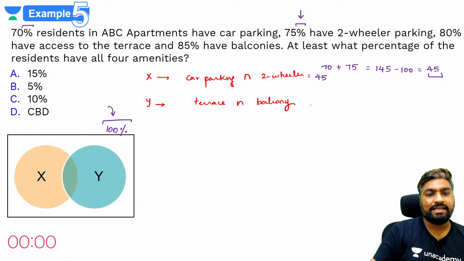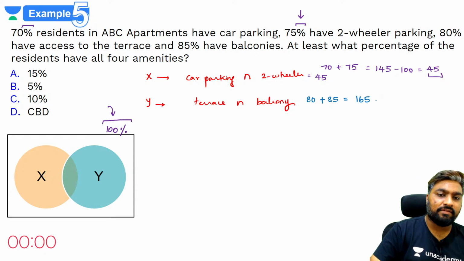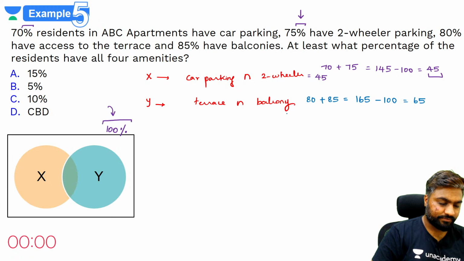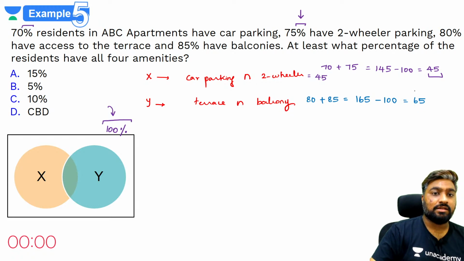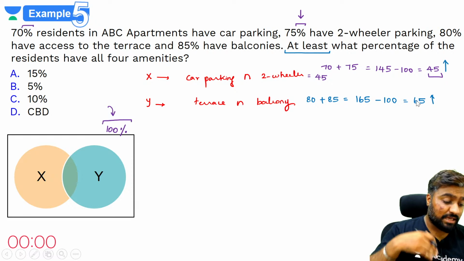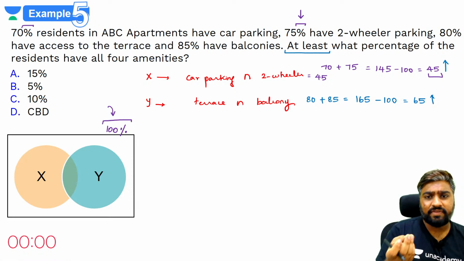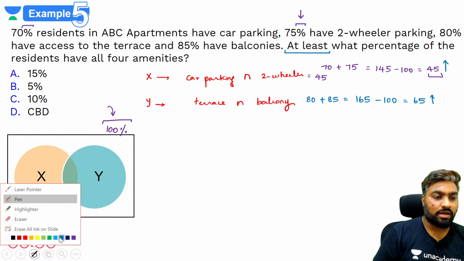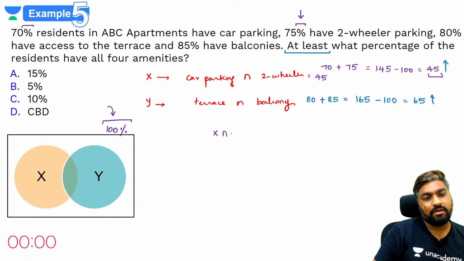Same way, can we do this for terrace and balcony? How many people have terrace? 80% people have access to terrace, plus 85% of them have balconies. That means a total of 165. Out of 165, I know there are only 100 people. That means 65 people will have both balcony and terrace. Yes, both balcony and terrace. Now what are they asking? At least what? At least. We are looking at maximum number. That's why we kept this at maximum. At least means what? Number of people must be minimum. Like from below, at least, at minimum how many, right? Got it? So now what do we want? We have to find out how many have all the 4 amenities. That is, we are looking for people who have X and Y.